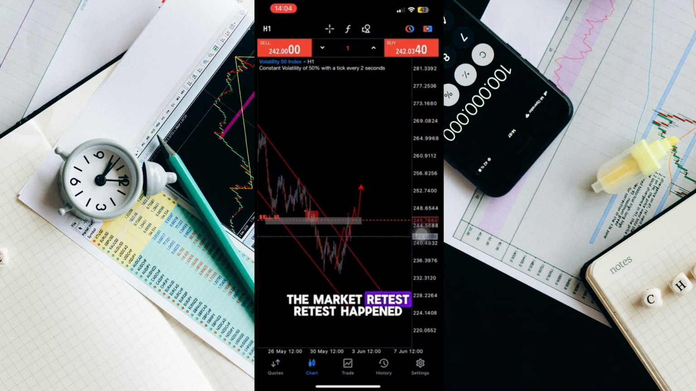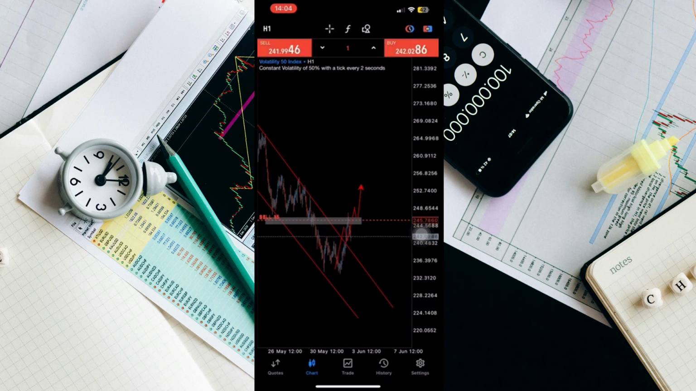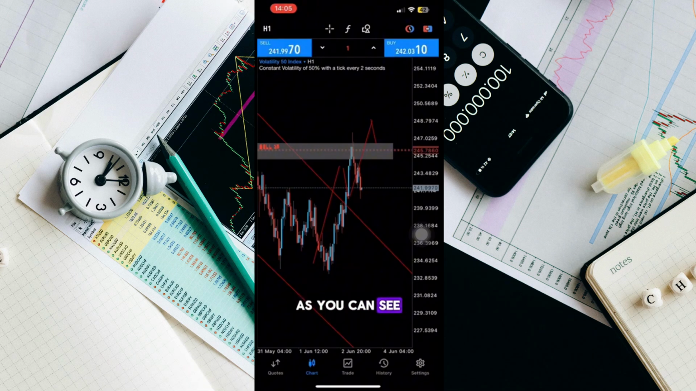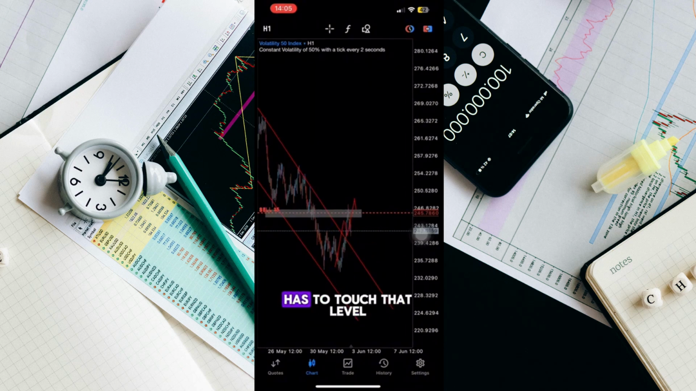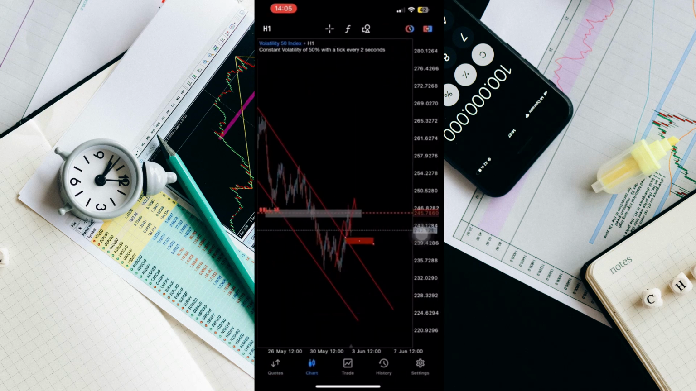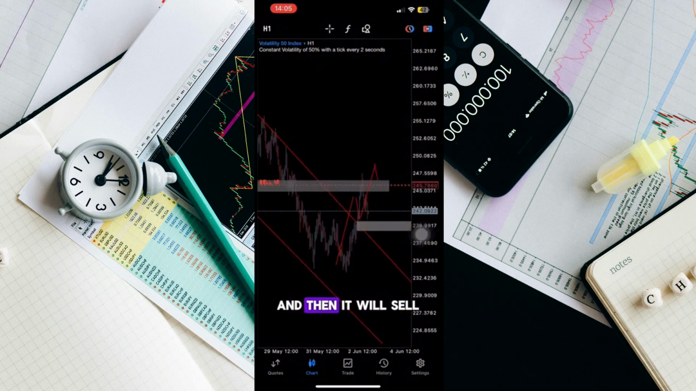As you can see, the market retest happened, and then let me zoom in so that you can see clearly. Let me delete this first. As you can see, that is a major retest. However, the market hasn't touched that resistance level that it broke earlier. So it means it has to touch that level and then starts going up back again. So it has to reach that level where I put the order block, and then it will sell.